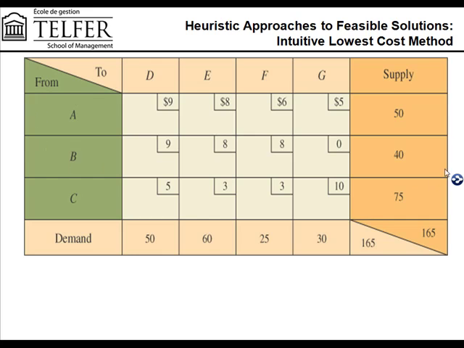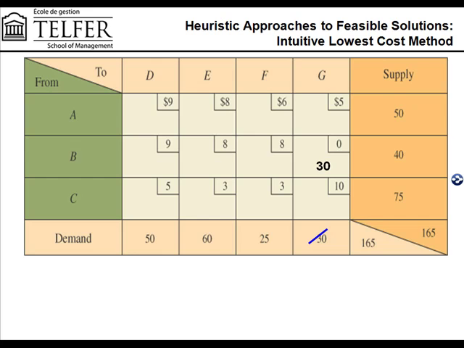B in this case can supply 40 units. G, however, requires only 30 units. So we're going to maximize the flow from B to G, and we can supply 30 units. That will take care of the demand for G, so we can cross that out. B, however, still has 10 more units left that it can supply to any of the other points, so we cannot cross out the 40 units for B just yet. B still has 10 more units that can be allocated elsewhere.